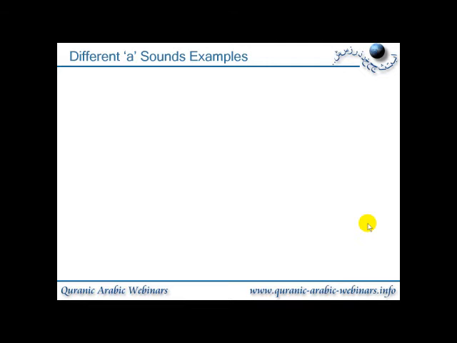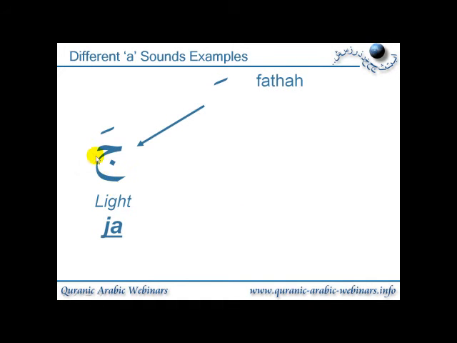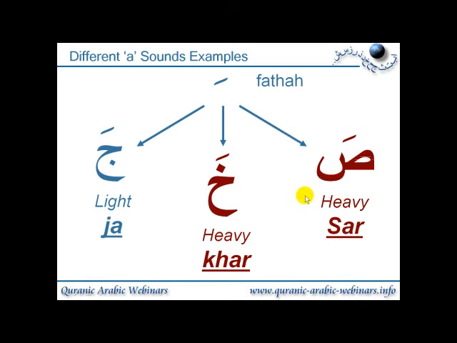Here are some examples. The letter Jim with Fathah gives a light sound, so it gives the sound of Ja. The letter Kha with Fathah gives a heavy sound, so we get the sound of Kha. And the letter Sad also gives a heavy sound with Fathah and gives the sound of Sa. So we have Ja, Kha, Sa.